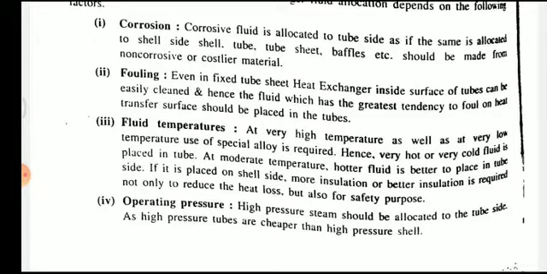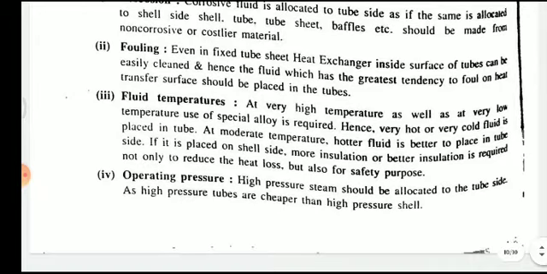A moderate temperature fluid is better placed on the tube side. If it is placed on the shell side, better insulation is required, not only to reduce the heat loss but also for safety purposes. And then operating pressure. High pressure steam should be allocated to the tube side, as at a high pressure, tubes are cheaper than the high pressure shell.